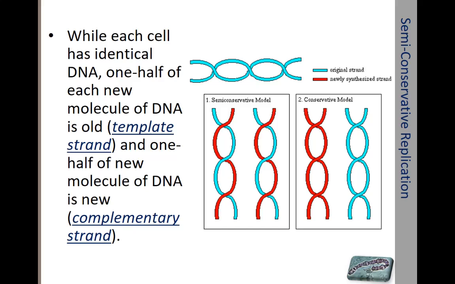The DNA piece that is old is known as the template strand, and the new DNA strand is what's known as the complementary strand. So the old or original idea was the conservative model, which you see on the right here. And the current understanding is what's known as the semi-conservative model, which is here on the left.